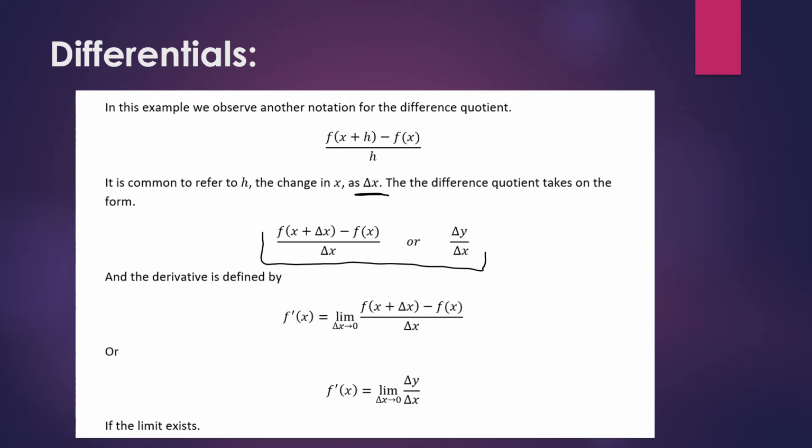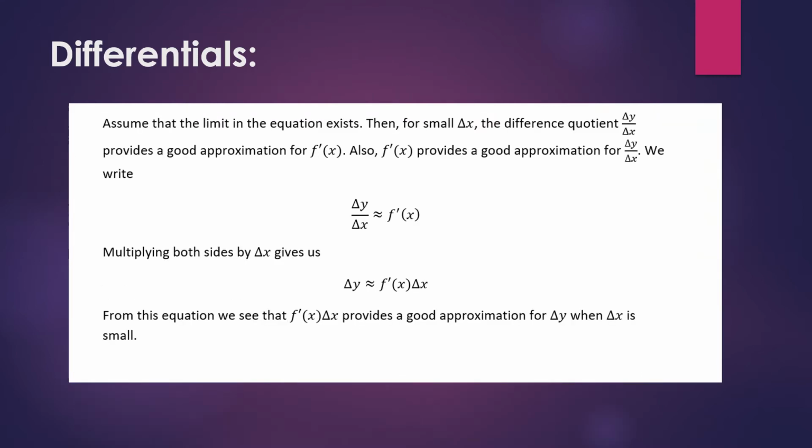And if we wanted to take a look at our derivative, the derivative would be defined as the limit as delta x approaches 0 of f of x plus delta x minus f of x all over delta x, meaning that the derivative is the limit as delta x approaches 0 of delta y divided by delta x, assuming that the limit does exist. So assuming that the limit exists, then for very small values of delta x, the difference quotient delta y over delta x provides a very good approximation for f prime.